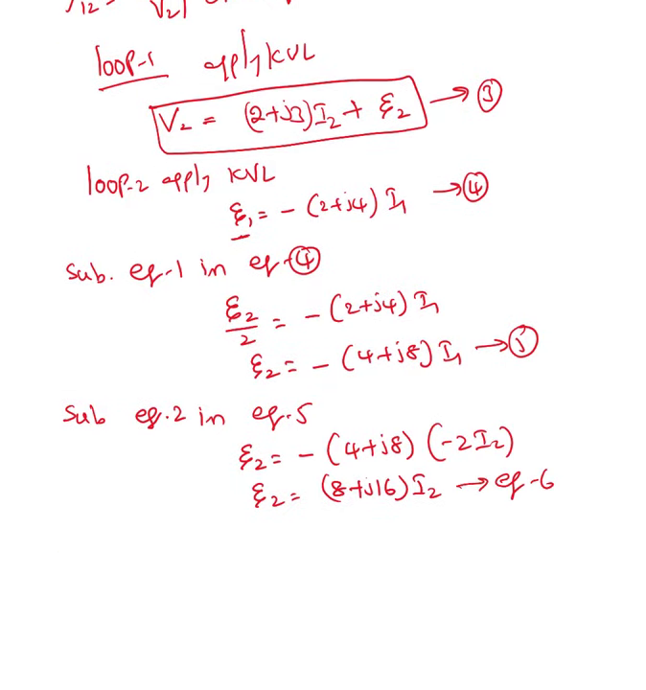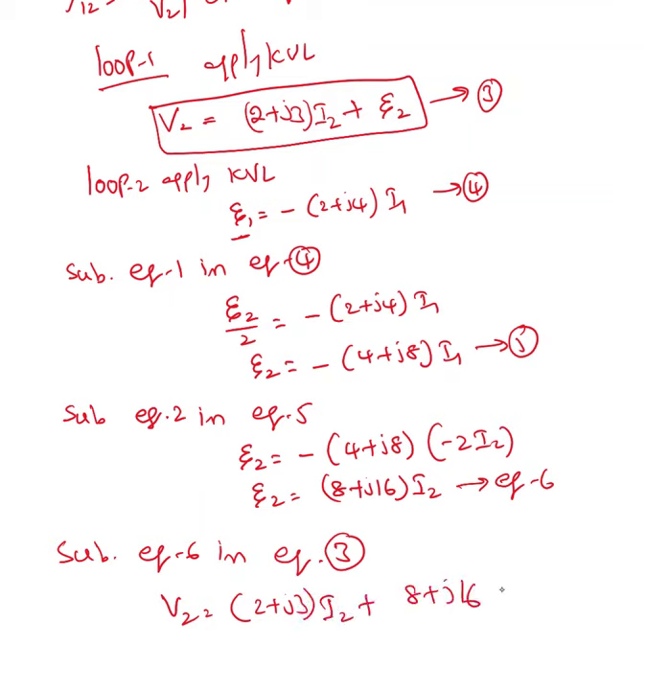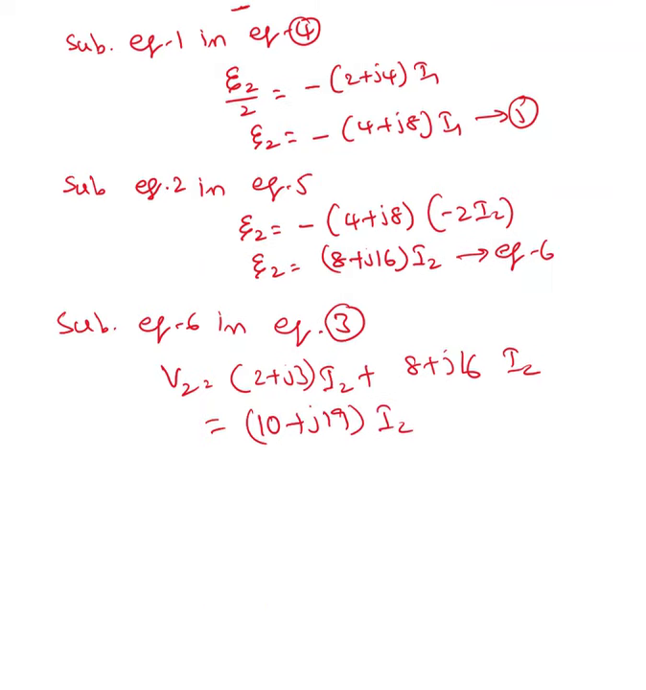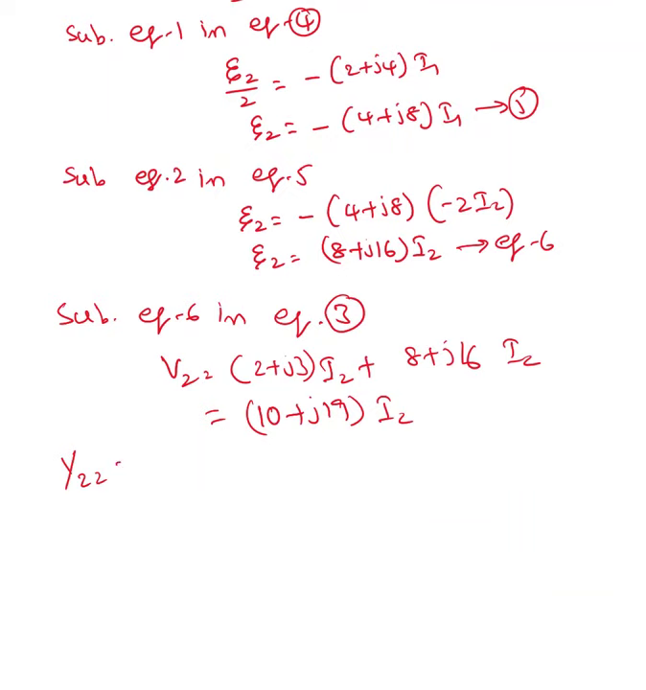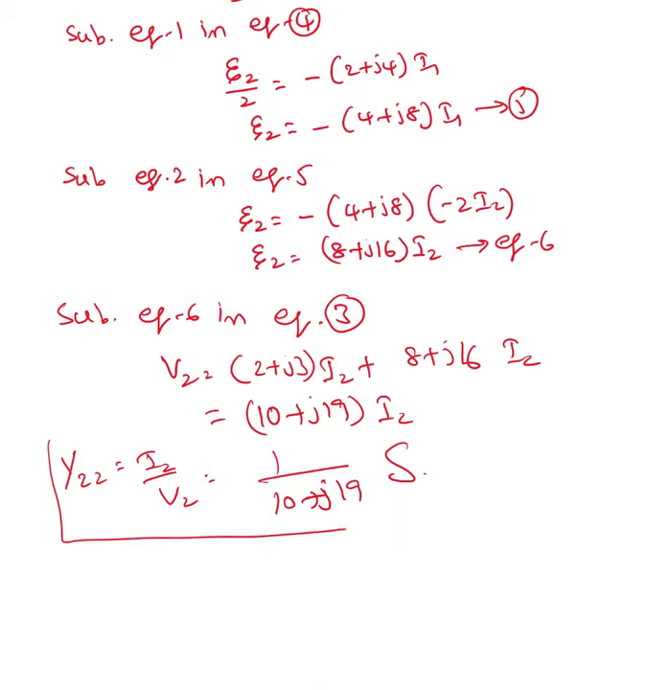Now substitute equation 6 in equation 3. So V2 equal to 2 plus J3 I2 plus 8 plus J16 I2, so I end up with 10 plus J19 I2. That's V2. So Y22 is nothing but I2 over V2, which is 1 over 10 plus J19 siemens. This is Y22.